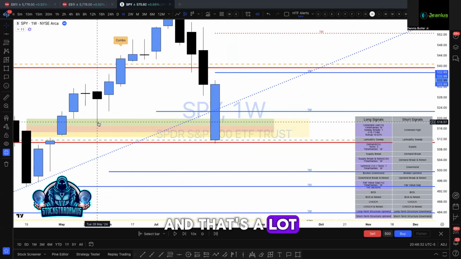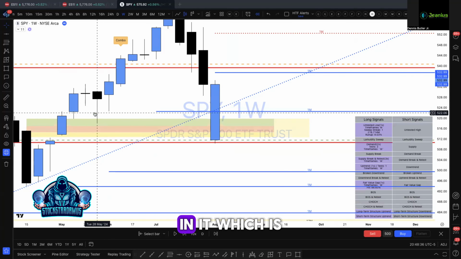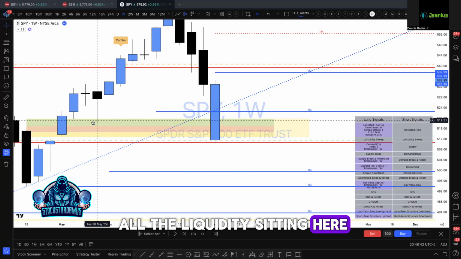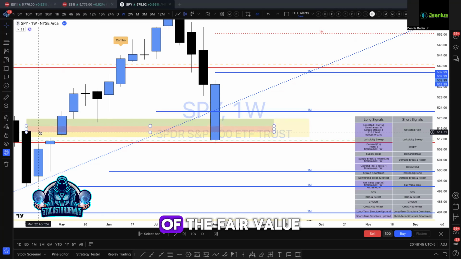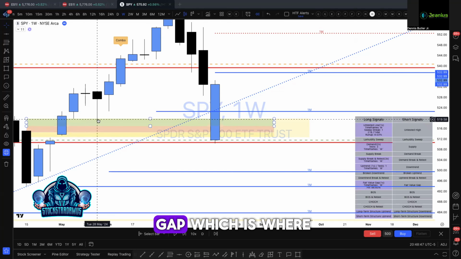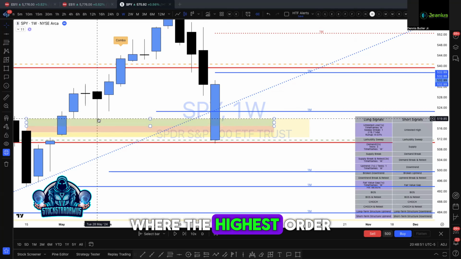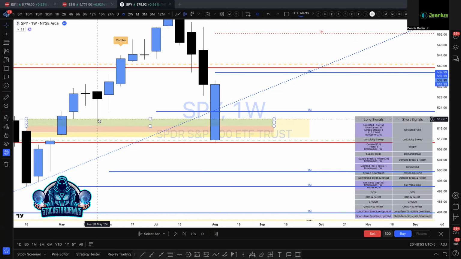And that's a lot just for sweeping this one low right here. Because this was the low that had the liquidity sitting in it, which is why you had this strong wick on this candle. And clearly it had all the liquidity sitting here because it collected the highest point of the fair value gap, which is where a good bit of the valuable money was sitting, because this was, I guess, where the highest order was worth within this area.